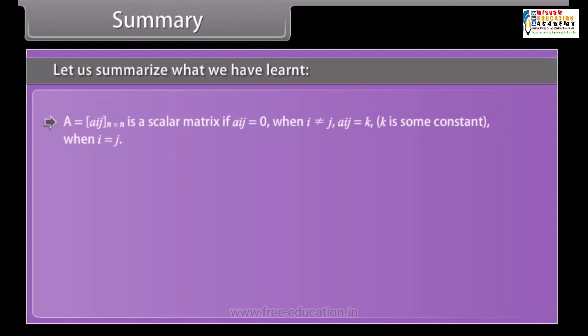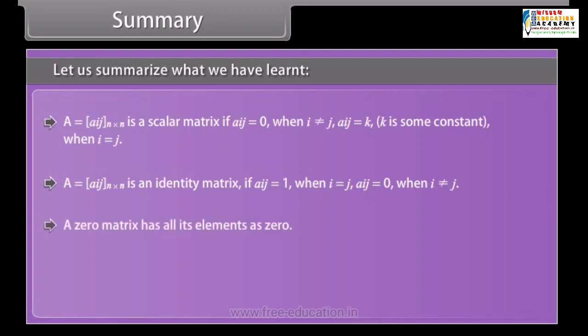A is equal to A ij, n by n, is a scalar matrix if A ij is equal to 0 when i is not equal to j, and A ij is equal to k, where k is some constant, when i is equal to j. A is equal to A ij, n by n, is an identity matrix if A ij is equal to 1 when i is equal to j, and A ij is equal to 0 when i is not equal to j. A zero matrix has all its elements as 0.